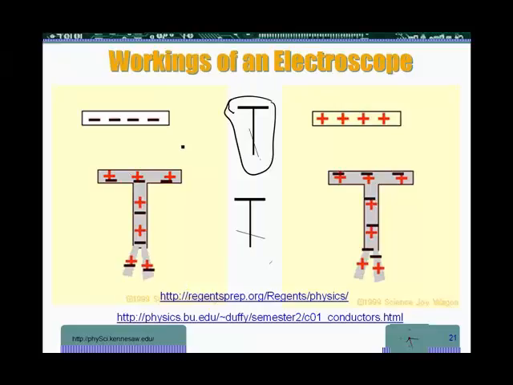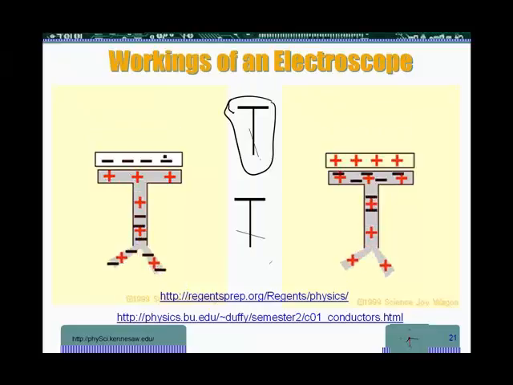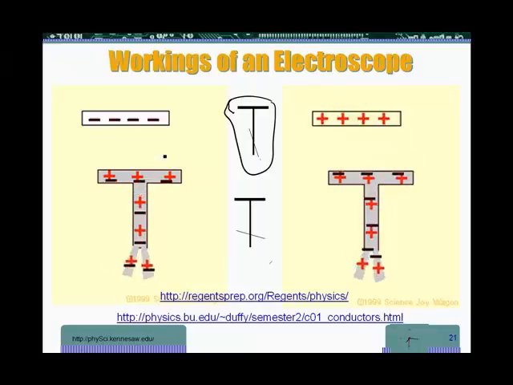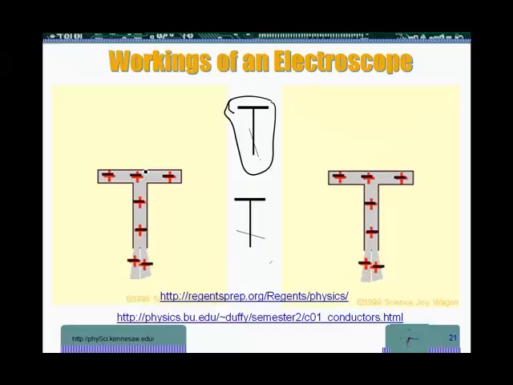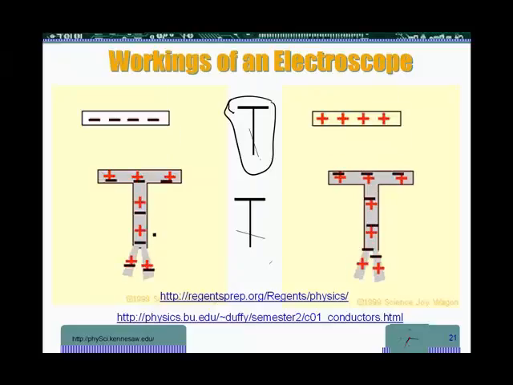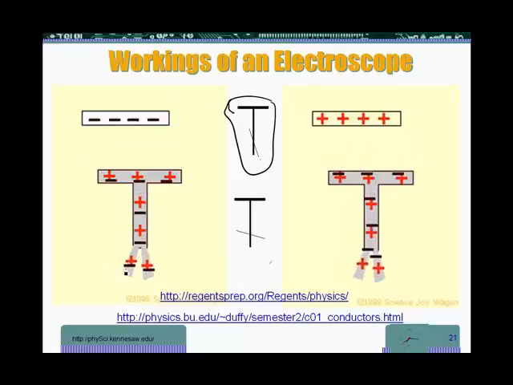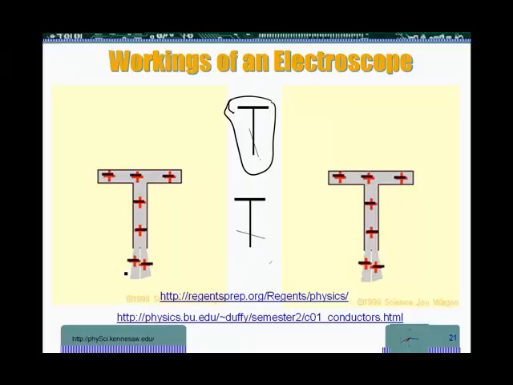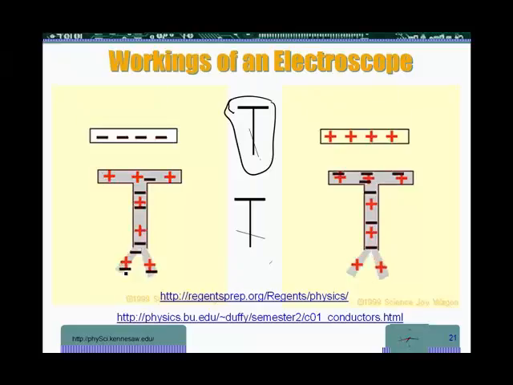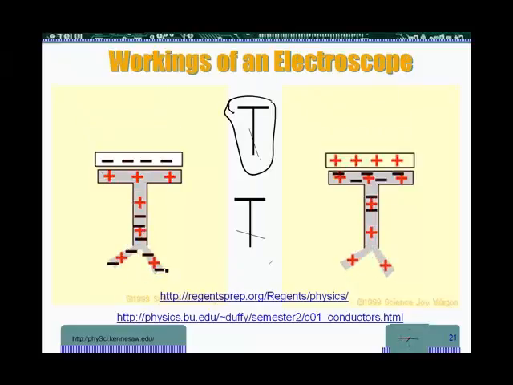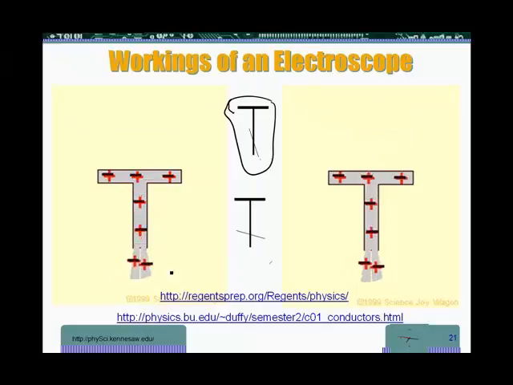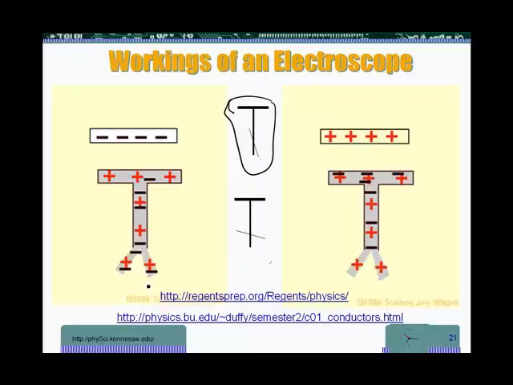Now, notice here in this one, we approach a negative charge. What happens is the negative charges in the electroscope move away from the top to the vanes, so the vanes would have a net negative charge instead of being balanced. Once they have a net negative charge, they move apart. The bigger that charge is, the further apart they are going to move.